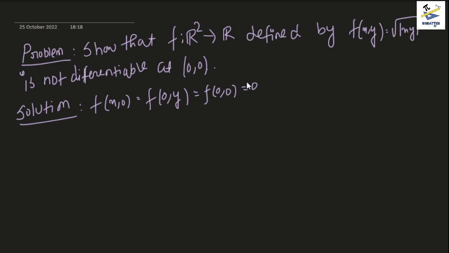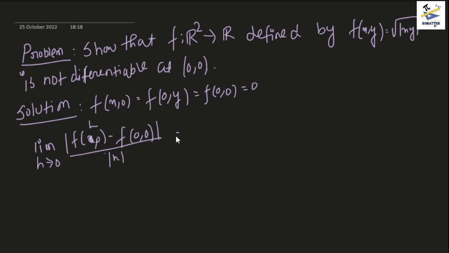So this means that if we were to find a derivative, we can see the limit as h tends to 0 of the expression divided by mod h should be equal to limit h tends to 0, and since this is already 0, we can write it as 0.